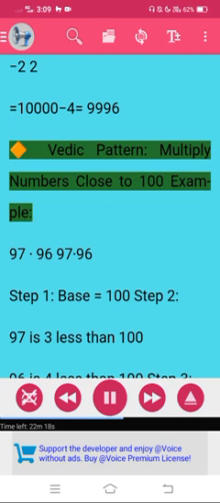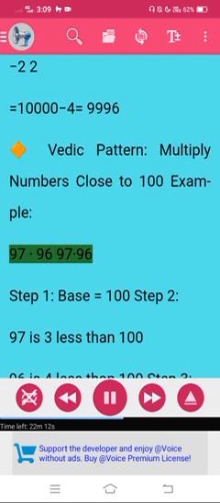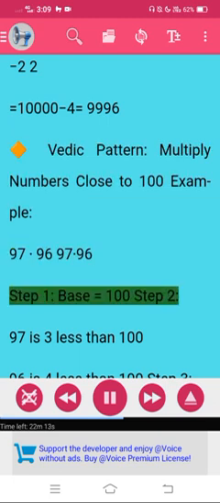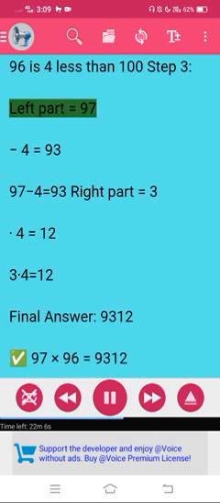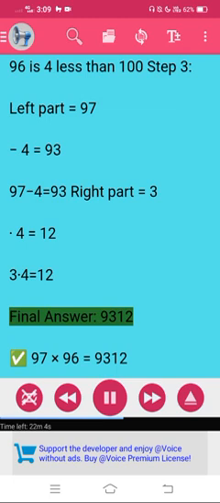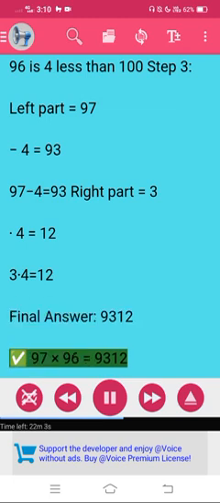Vedic pattern: multiply numbers close to 100. Example: 97 · 96. Step 1: base equals 100. Step 2: 97 is 3 less than 100, and 96 is 4 less than 100. Step 3: left part is 97 − 4 = 93, right part is 3 · 4 = 12. Final answer: 9,312. Check: 97 times 96 equals 9,312.